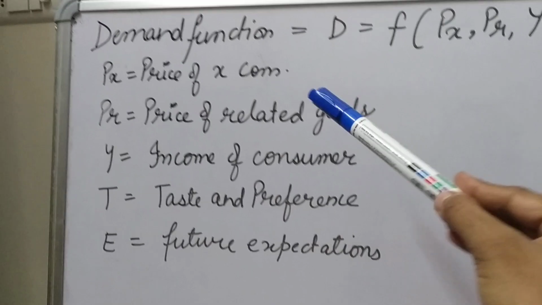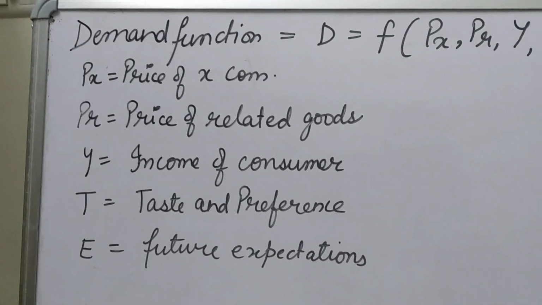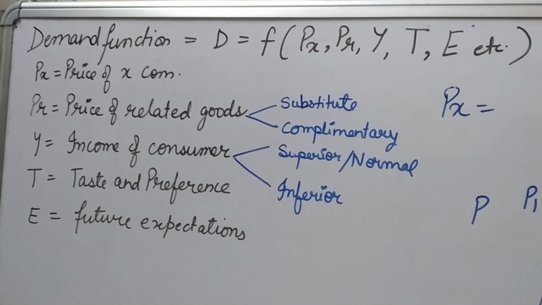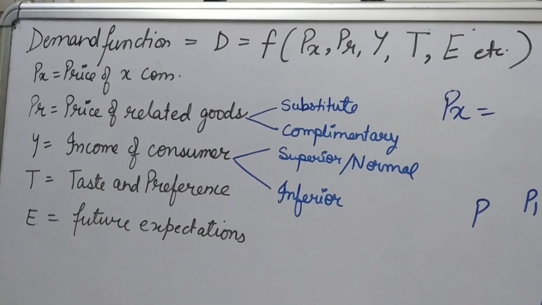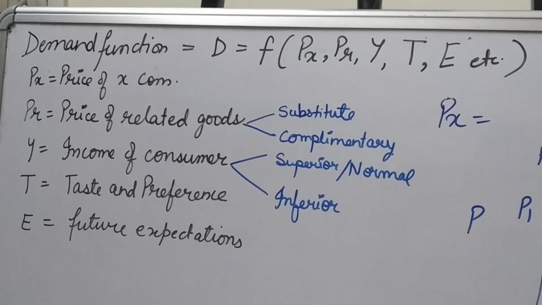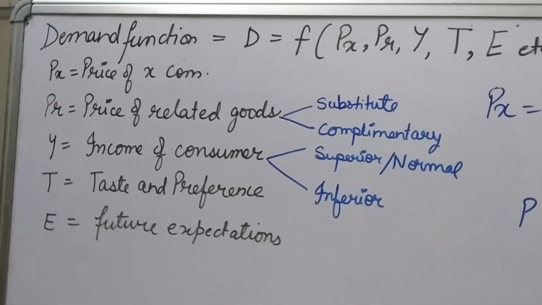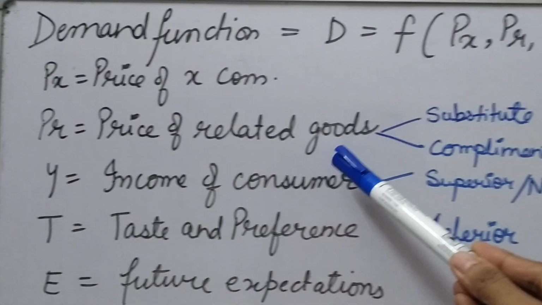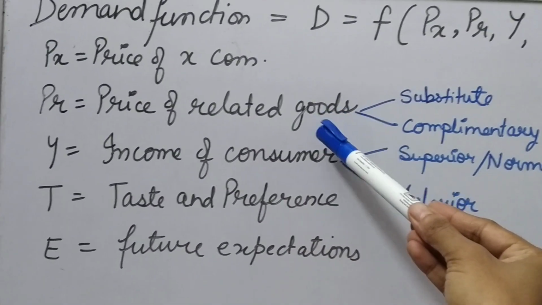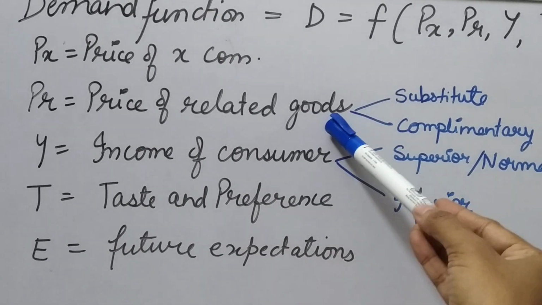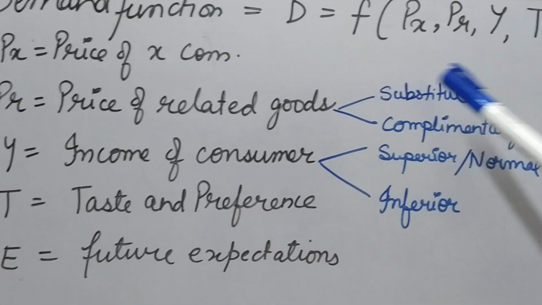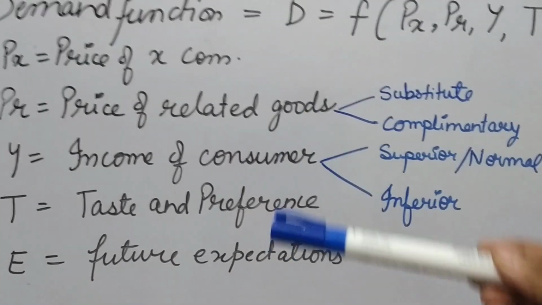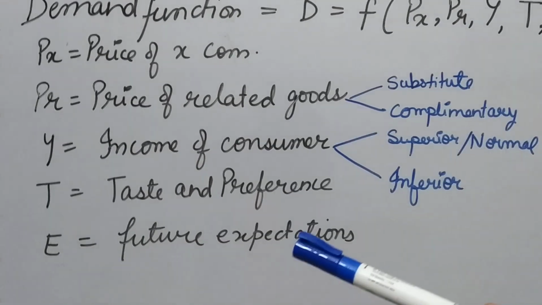So here also it is written Px, that is price of X commodity. Okay, so basically demand function shows the functional relationship between the quantity demanded for a commodity and its various determinants, or maybe the factors affecting. So these all are the factors. First of all, price of X commodity. Second one, price of related goods. Price of related goods, that means sometimes some other goods also affect the demand of the given commodity. Two types of goods are these, substitute and complementary goods. This I will explain to you one by one. Every factor we will discuss one by one.